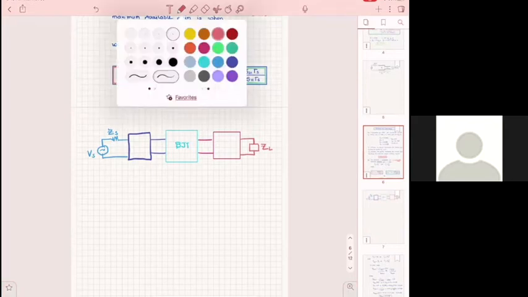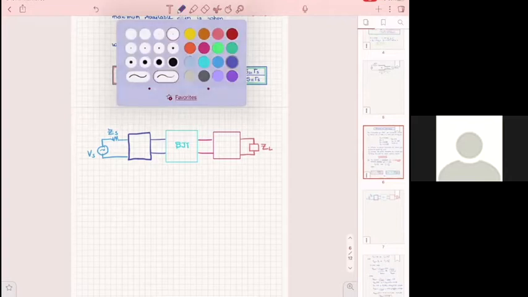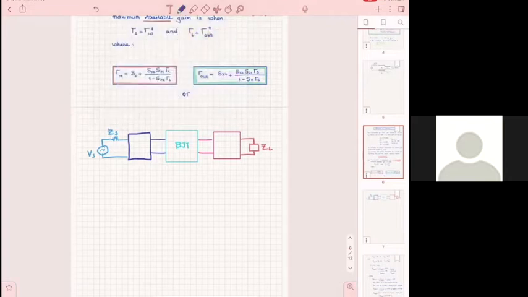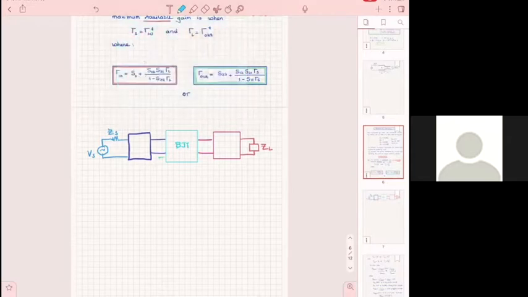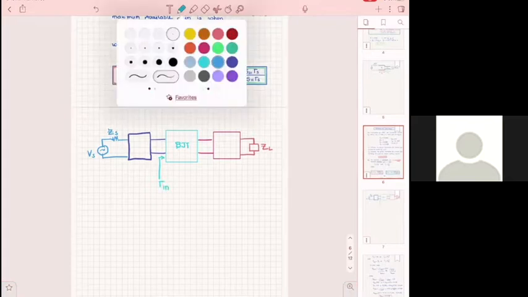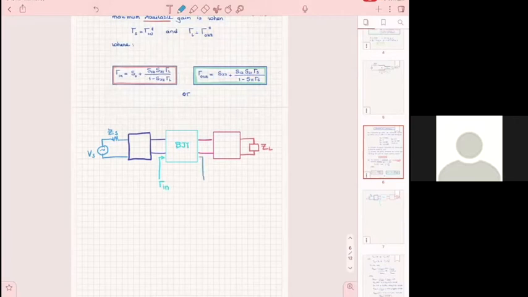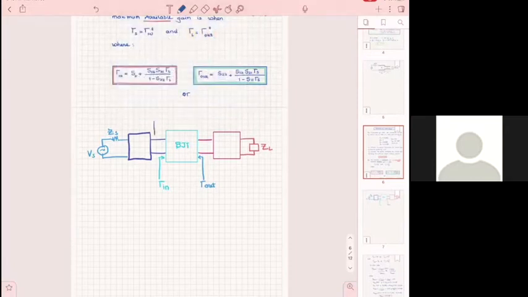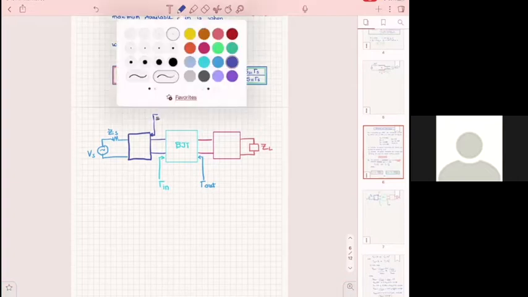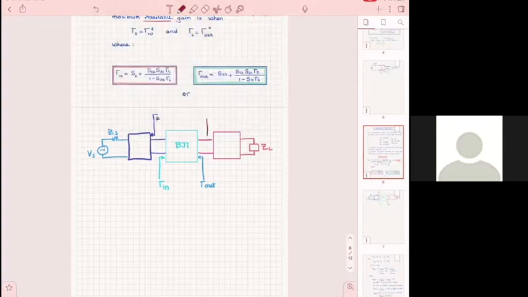So what do we have as gamma in? Gamma in is this one. And gamma out is this one. And gamma S is this one. And gamma L is this one.